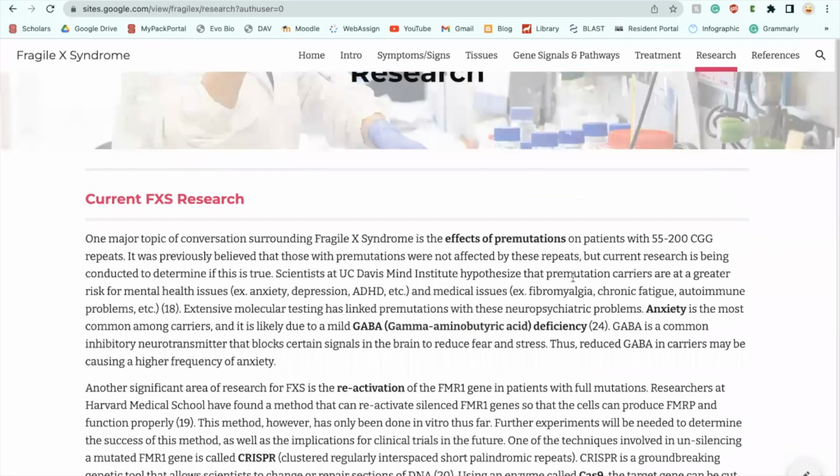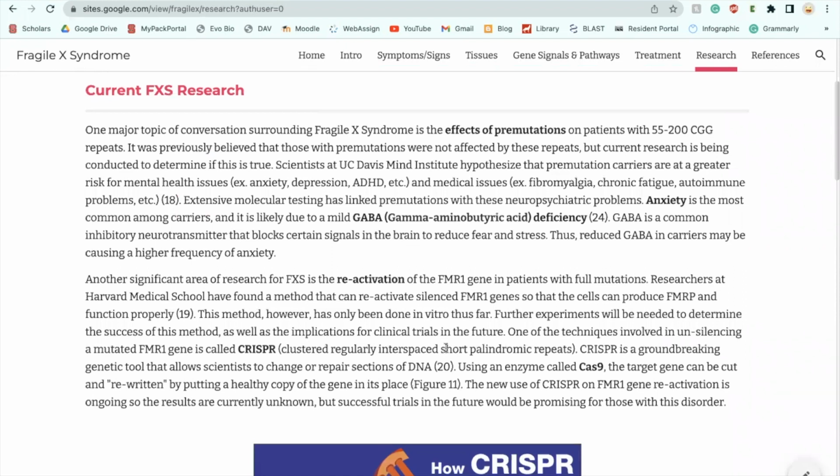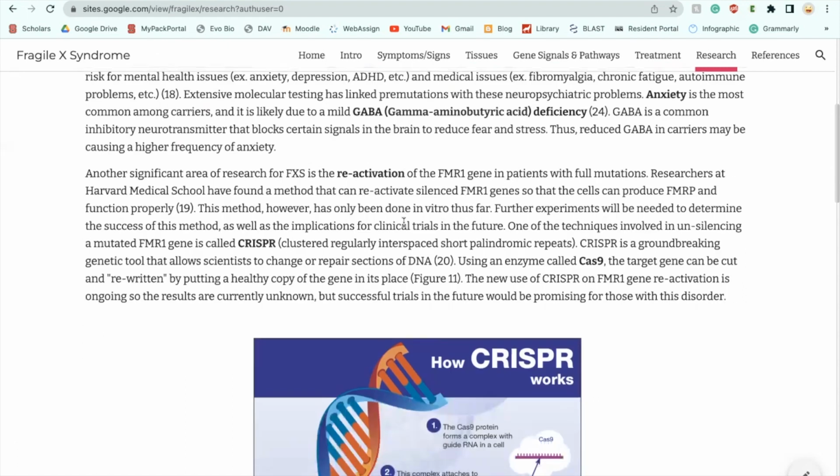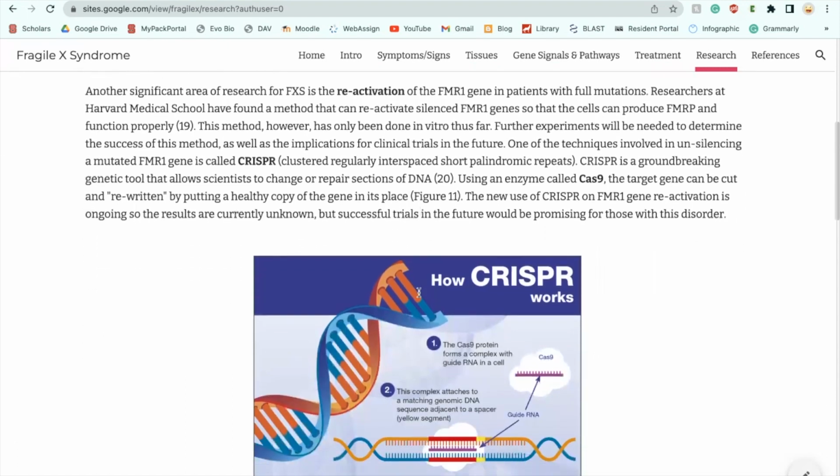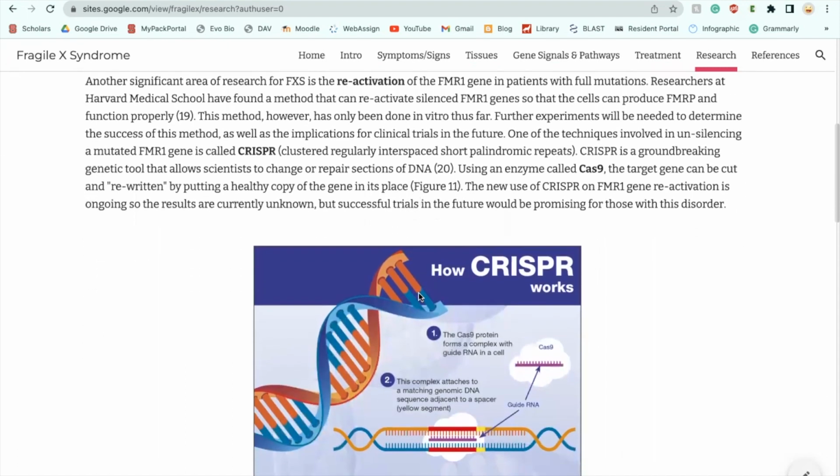For research, each one of these paragraphs talks about a different type of research, a different research project that is still being conducted. So this first one talks about the effects of pre-mutations on carriers of Fragile X. The second one talks about a possible treatment that involves the reactivation of the FMR1 gene.